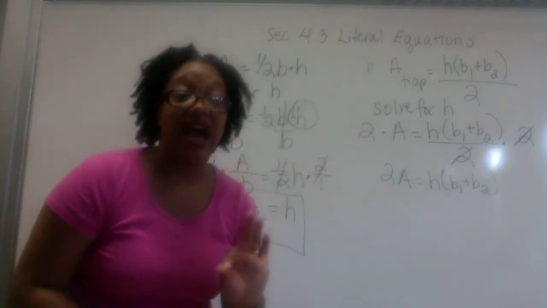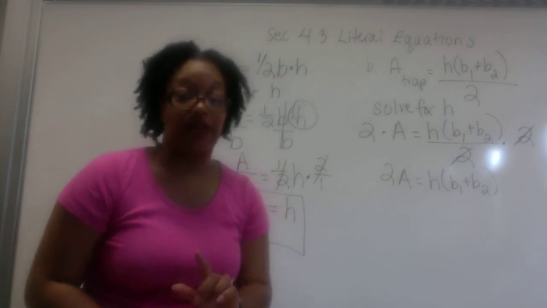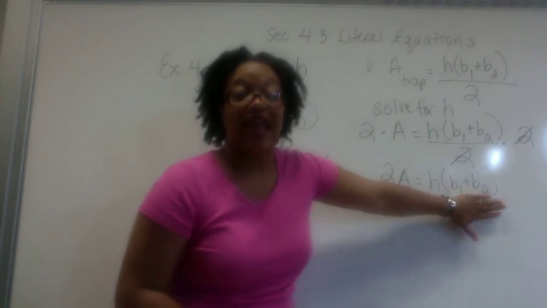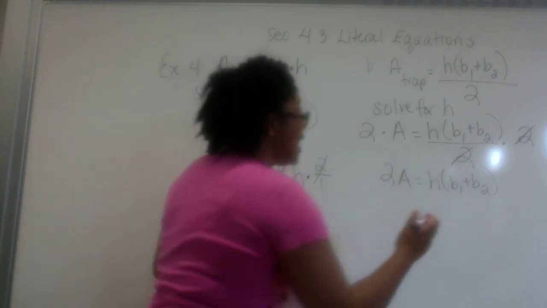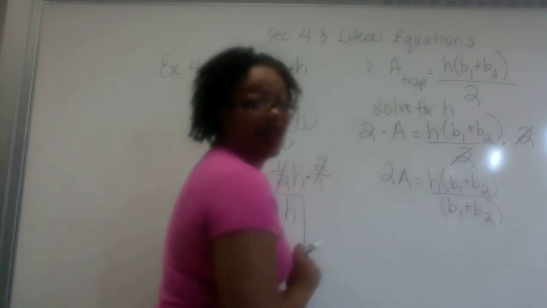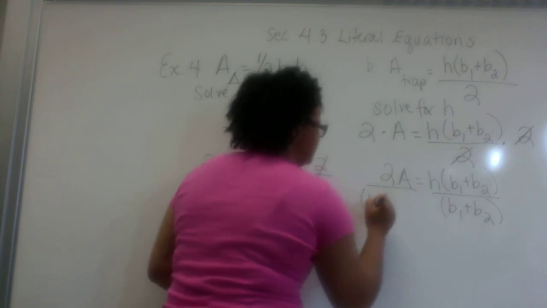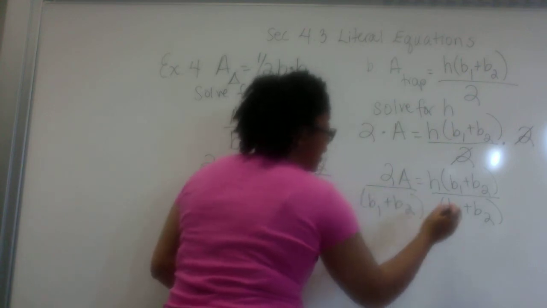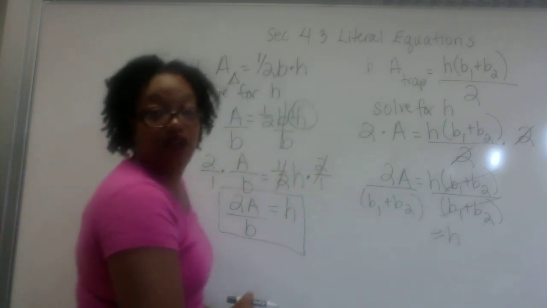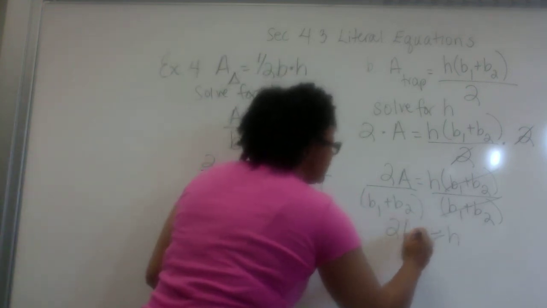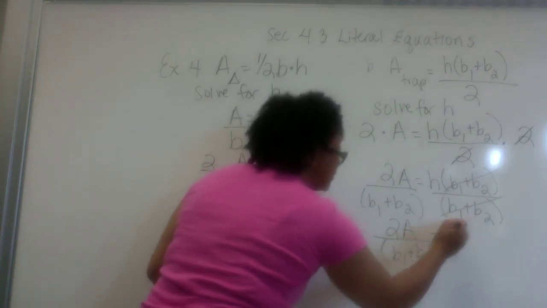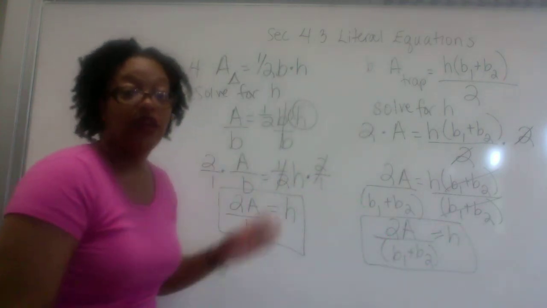Now, it's H times B1 plus B2. So if I want this entire term to go away, I have to divide it, and I have to divide it on both sides, by B1 plus B2. Just like that. Let me do it on the left-hand side. Cancel, cancel. So the height of my trapezoid is 2 times A divided by the sum of the bases. There you go.